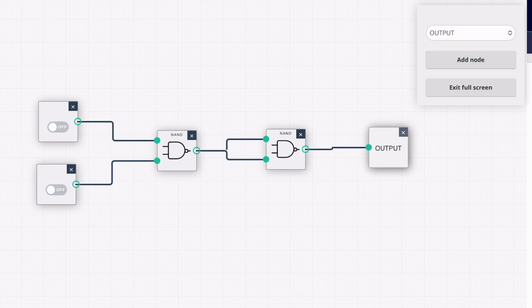So now we have two inputs and one output. If both inputs are 0, our output is 0. If one input is on, or either of these inputs is on, our output still stays off. And if we turn on both of these inputs, our output is on. So it replicates the AND gate perfectly.